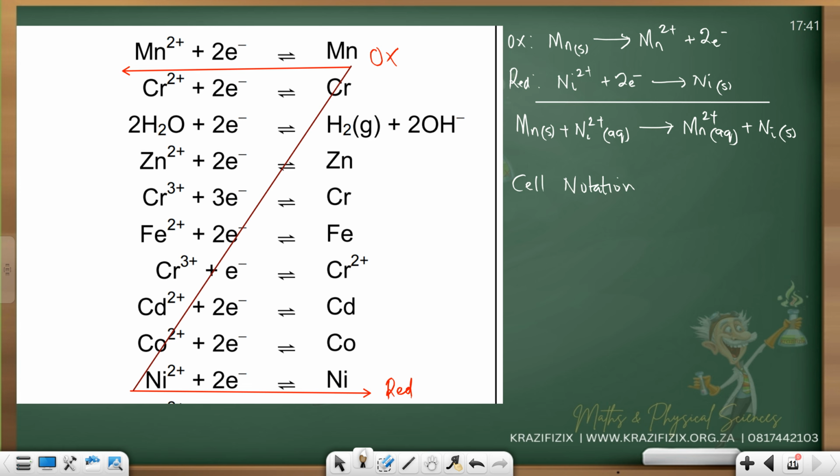Please quickly, while we are here, write the cell notation for me. I know they didn't ask us. Please quickly write the cell notation. Simple as ABC: anode, bridge, and cathode. So you write the reactants at the anode first, then you go to the bridge and write the reactants at the cathode.